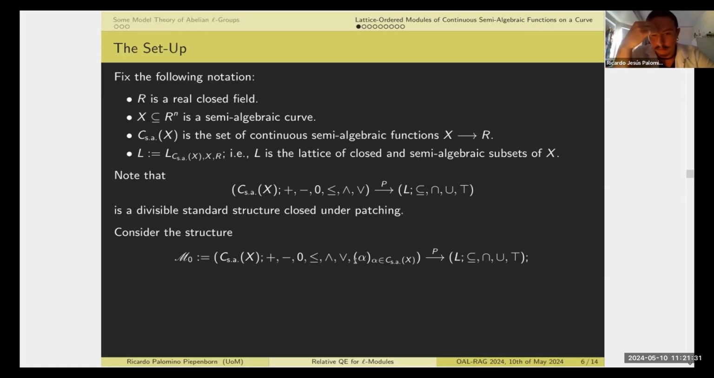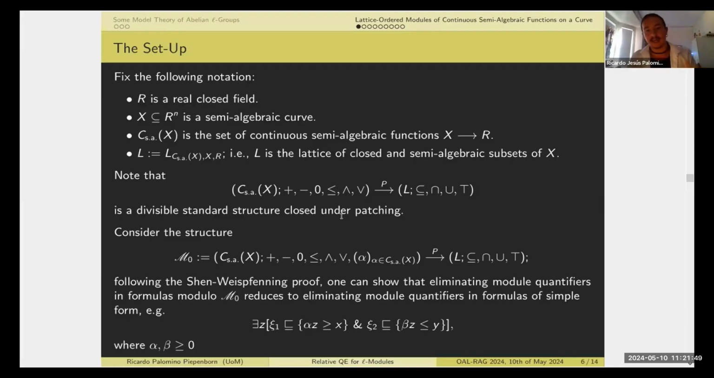And now I want to play the same game as in Shen and Weispfenning. What happens with this? How can I run the same proof through this structure? So that's kind of the goal. So what happens? I'm adding some extra structures, so I'm expecting some things not to go as smoothly. But one thing does, which is the following.